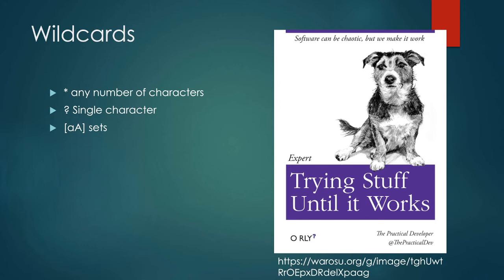Wildcards, we have a couple that we're going to see commonly. A star or a splat is a wildcard that can indicate any number of characters. A question mark is going to indicate any single character. And then when you see square brackets, that's going to indicate sets. Now you can actually combine these.